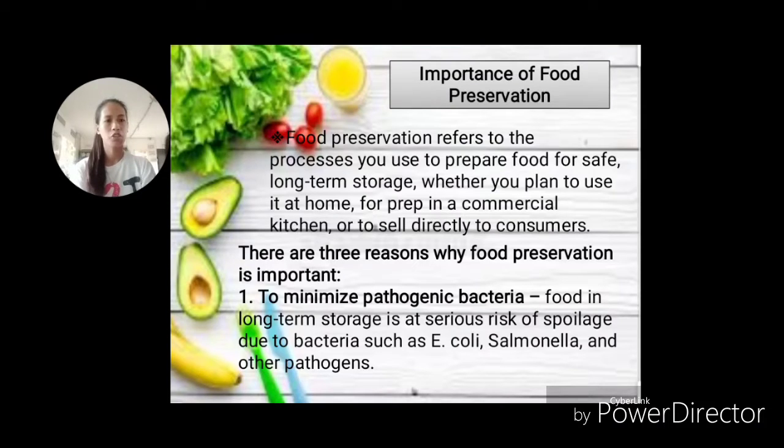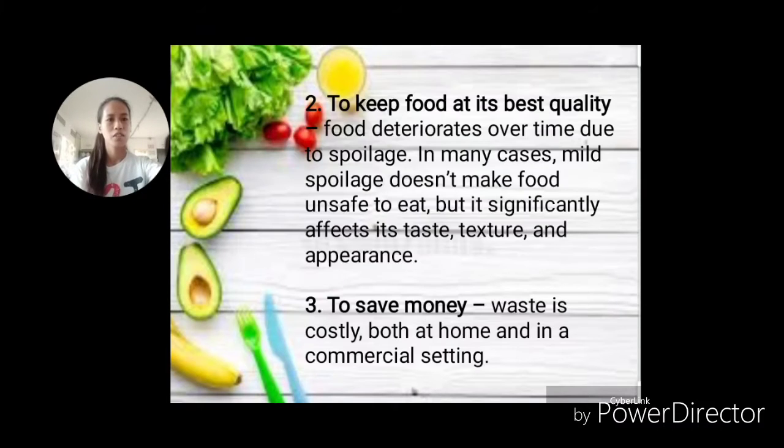First, to minimize pathogenic bacteria. Food in long-term storage is at serious risk of spoilage due to bacteria such as E. coli, salmonella, and other pathogens. Second, to keep food at its best quality. Food deteriorates over time due to spoilage. In many cases, mild spoilage doesn't make food unsafe to eat, but it significantly affects its taste, texture, and appearance. Lastly, to save money. Waste is costly both at home and in a commercial setting.